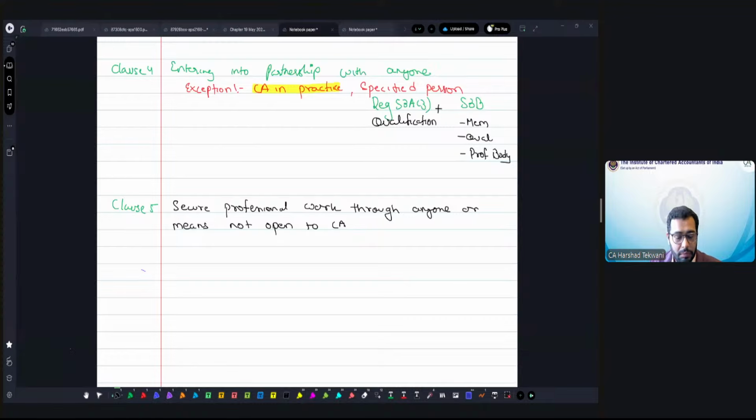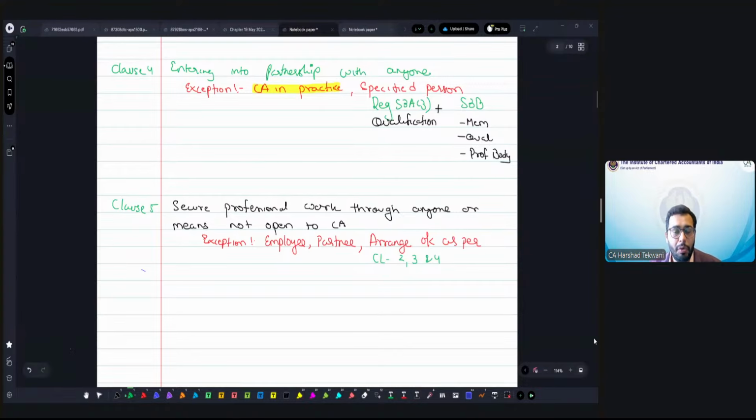Again, we have an exception over here. What is the exception? If that particular person is an employee of such chartered accountant, that is fine. If he's a partner, perfectly fine for us. And any arrangement which is fine as per clause 2, 3, and 4 is also fine as per clause 5.